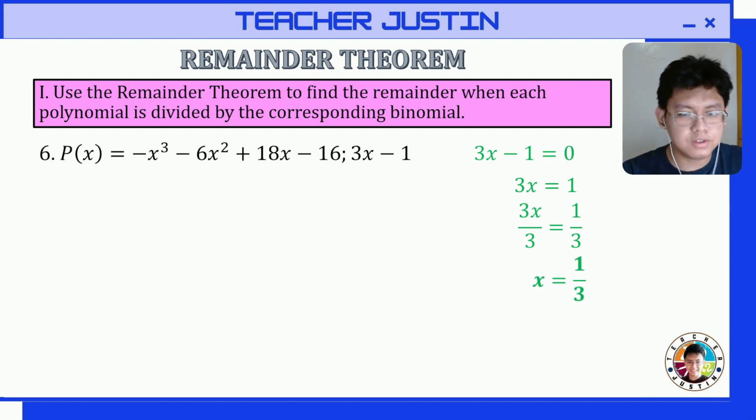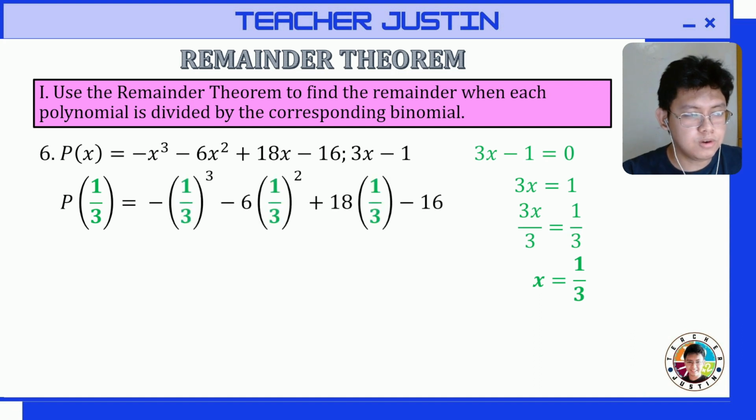So, now that we have the value of x, gagamitin natin yan to solve for our remainder by changing all the value of x by 1/3. So, we have p of 1/3, then replace all variable x by 1/3. So, we will have negative 1 over 3 cubed minus 6 times the square of 1/3 plus 18 times 1/3 minus 16. Now, let's simplify each term.